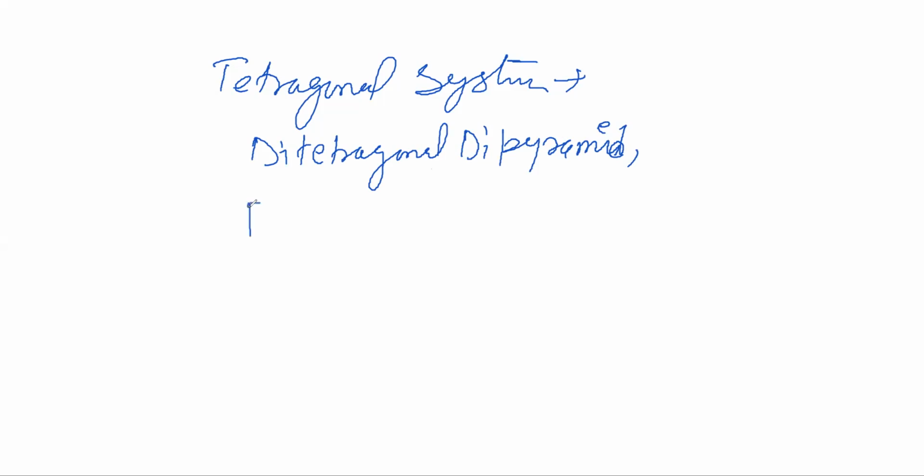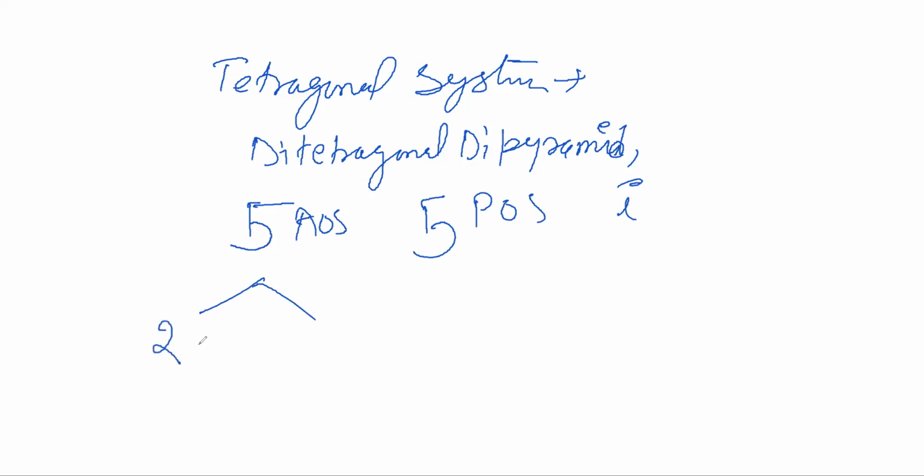So in this, if you remember the normal class symmetry of the tetragonal system, there are 5 axes of symmetry and 5 planes of symmetry and center of symmetry present. Out of these 5 axes of symmetry, 3 are axial and 2 are diagonals. Getting my point or not? It is same here in all the cases.